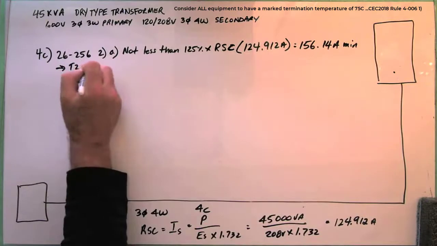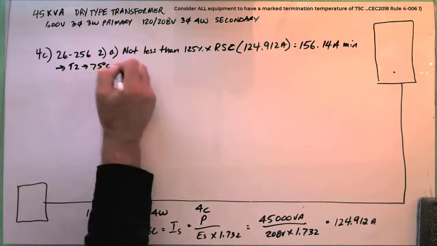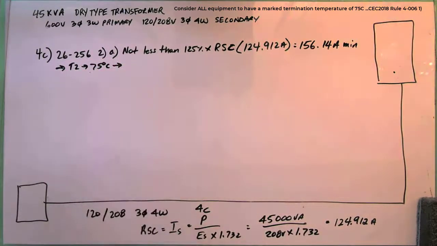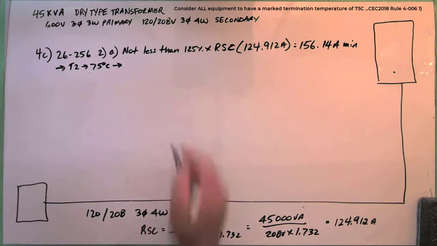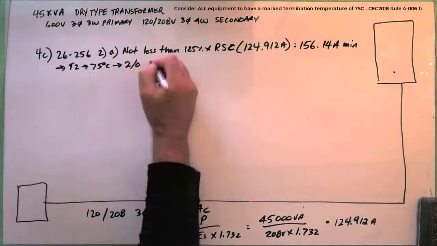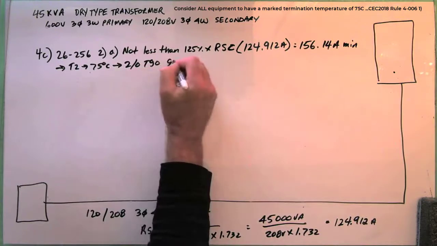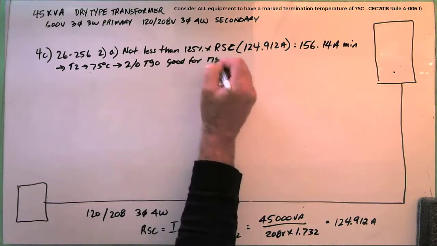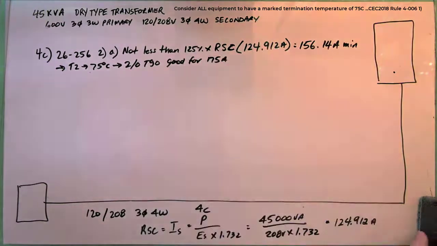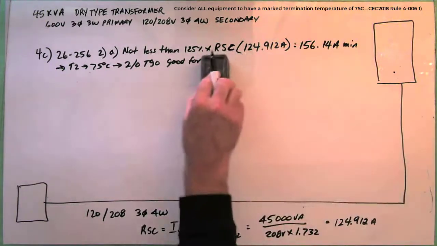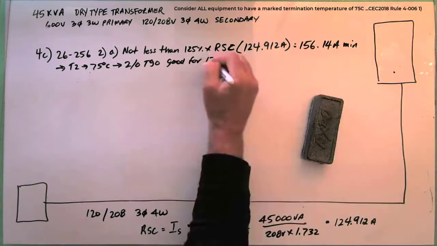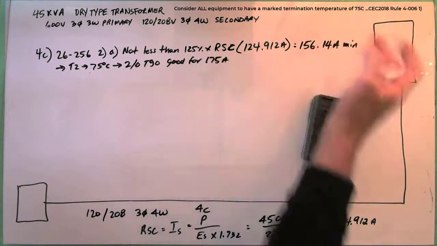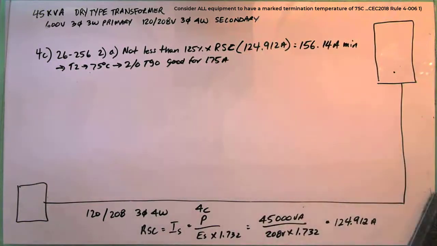I go to table 2, 75C, 2-aught, T90. If you want, you can put the good 4. 175 amps. This way you went to the table and you verify. What's it good for? 175 amps. Will it carry 156? Yes. Okay, so now we're pretty much done all the stuff that was on the other side.